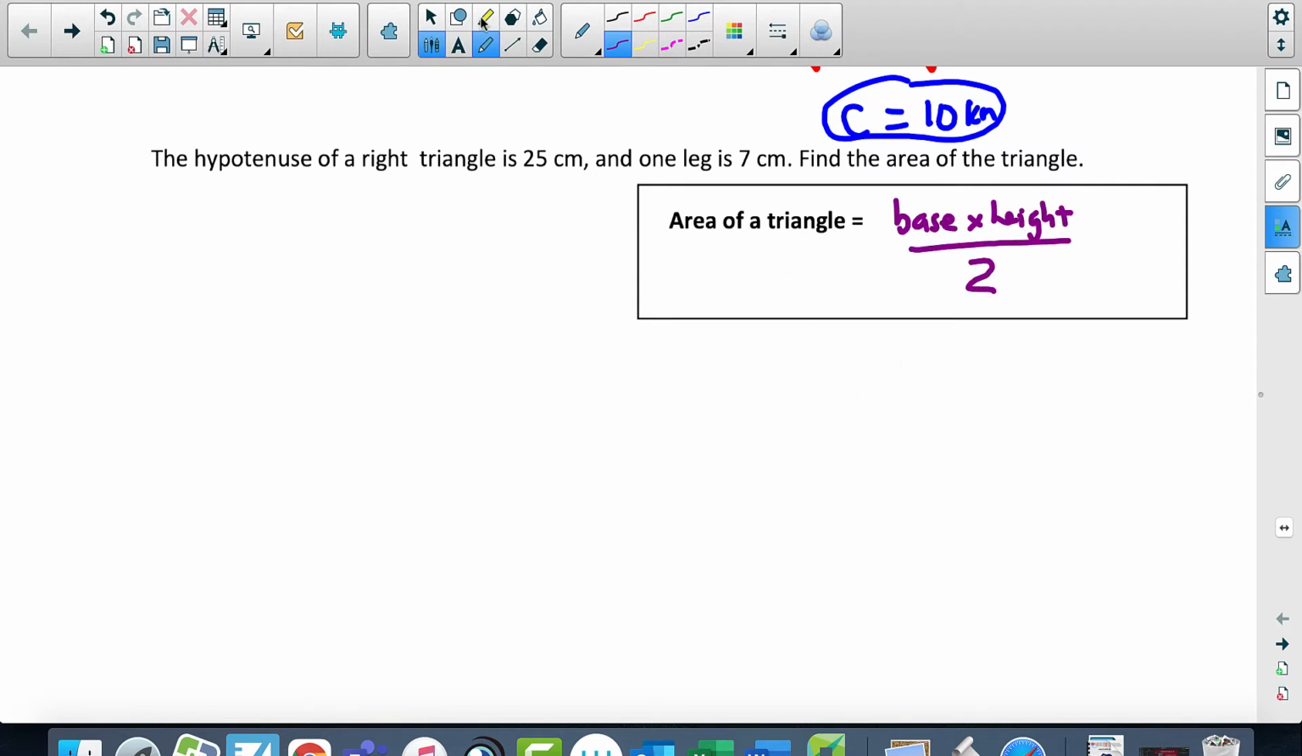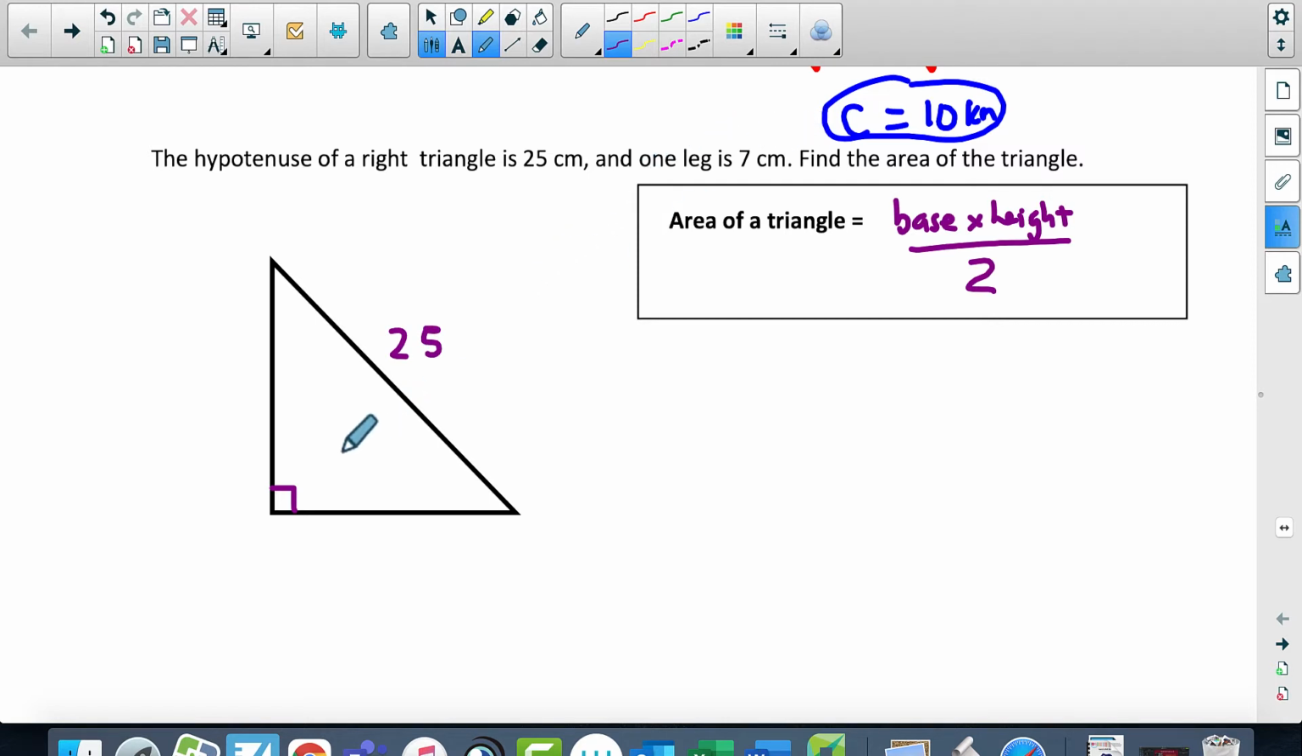So let me draw a triangle again. It says it's a right triangle. It tells me the hypotenuse is 25, and it tells me that one leg is 7. It doesn't tell me which one, so it doesn't matter where I put it. I can put it on either one. Where do you want to put it? I'll put it down here, 7.